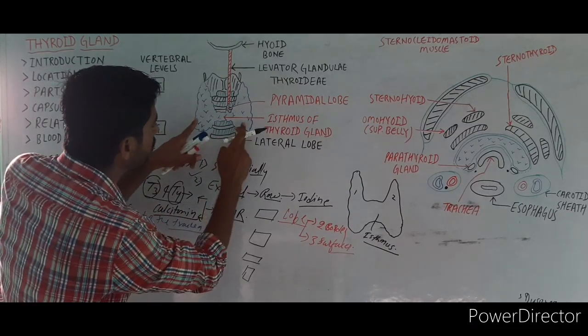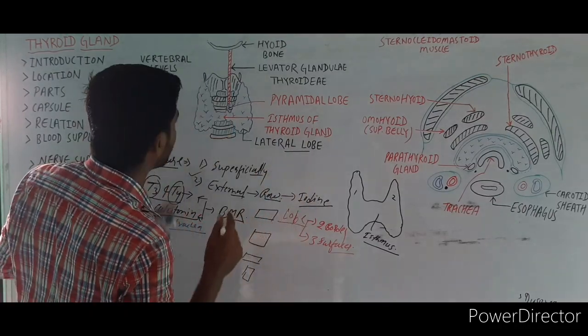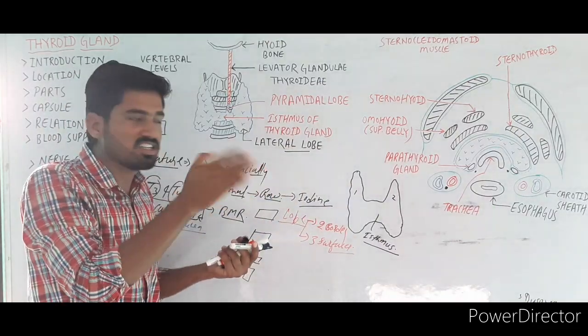Now these are the two lobes. You can see this is the lateral lobe of the thyroid gland, and this is the isthmus of the thyroid gland. So we already see this is the isthmus, right?